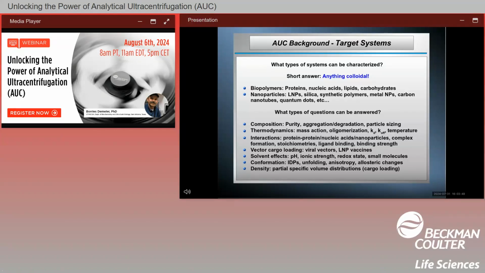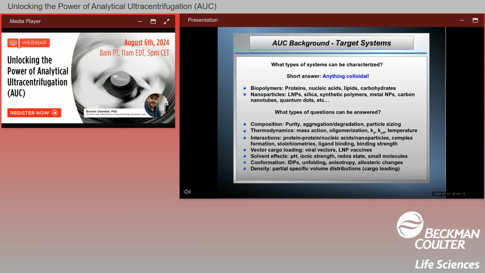What types of questions can we then answer? So for composition, we can determine whether the molecule is pure or whether there are contaminants present, whether there is aggregation occurring or degradation, which is especially important for biomolecules. And we can do particle sizing and say how large the molecules in our mixture are.